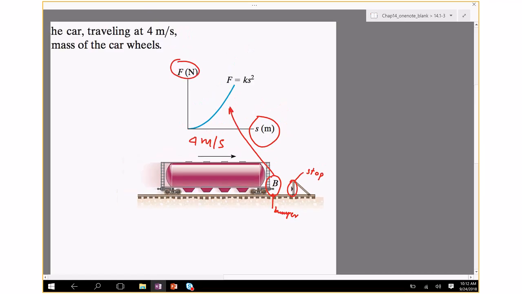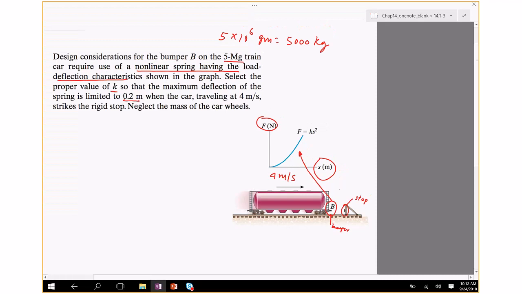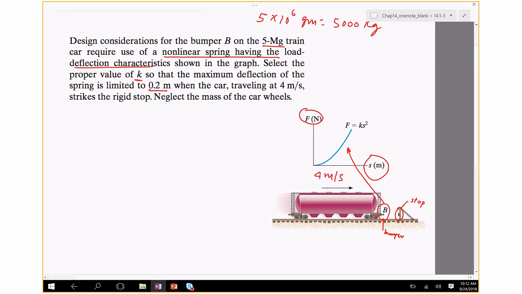So what happens is, clearly when it strikes the stop, it's going to compress the spring, and eventually the car is going to come to a stop. So the bumper is absorbing the energy of the car, which is traveling at 4 meters per second. You're going to find k such that it will stop in 0.2 meters.